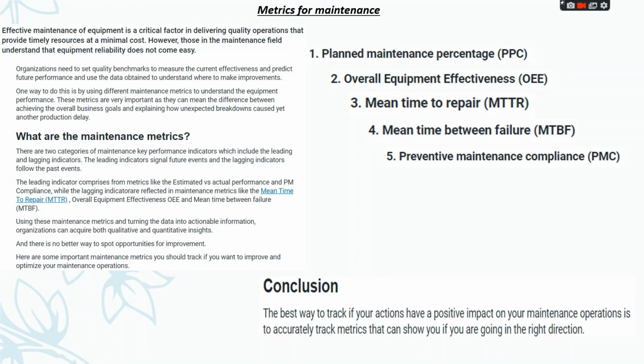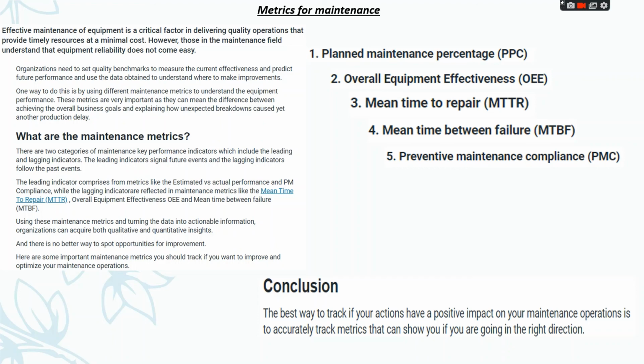Maintenance metrics are divided into two categories, so that they can perform as indicators, which include the leading and the lagging indicators. The leading indicators signal future events and the lagging indicators follow past events. So this helps in knowing and maintaining the software with much more ease.